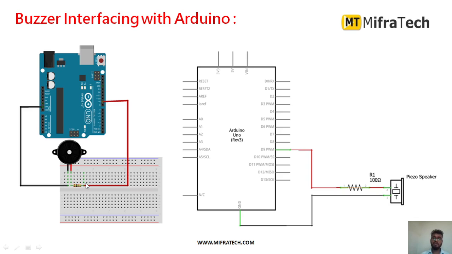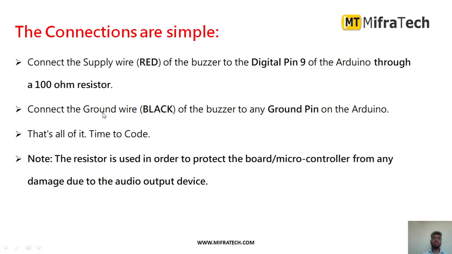So as you can see here, I have interfaced this buzzer with the Arduino. I have connected one more resistor, 100 ohm resistor also here. So the positive pin, which is the output pin of the buzzer, I have connected to the digital pin number 9 of Arduino Uno, and another green pin is the ground pin, negative pin, that black one which I have connected to ground of Arduino Uno. So this is the simple connection in order to interface buzzer with Arduino. So next we will see the code for it.